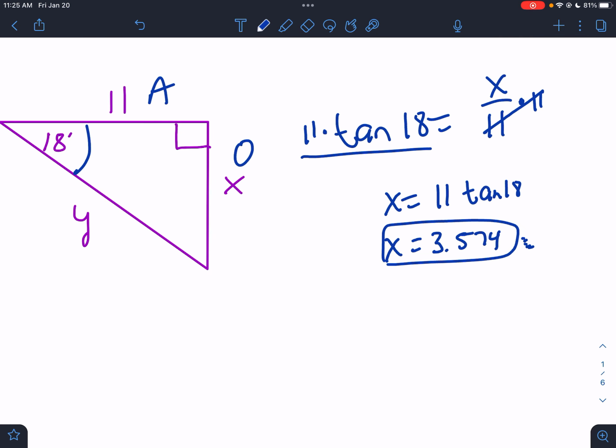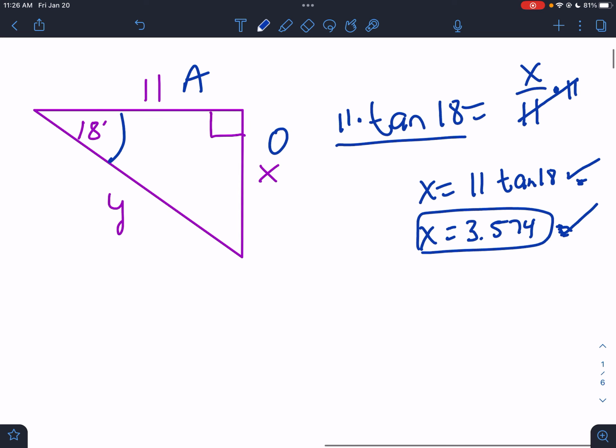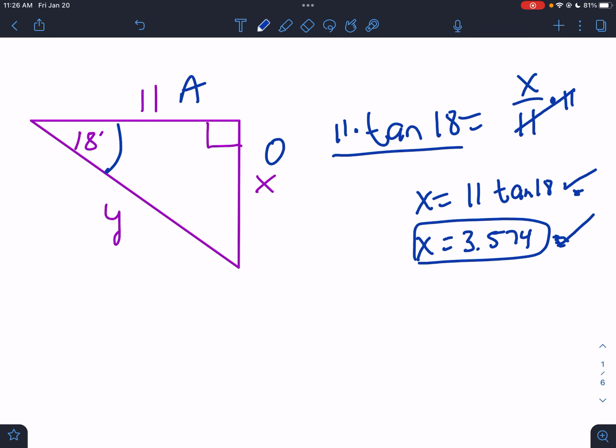You do not round before the final destination. And if you have multiple destinations, like if you have to get X and then something else, do you move forward with a rounded number or do you move forward with the exact number? You move forward with the exact number. I can't stress that enough.